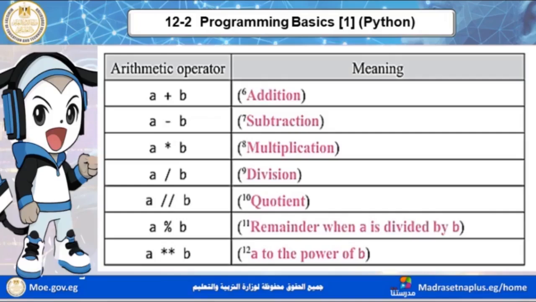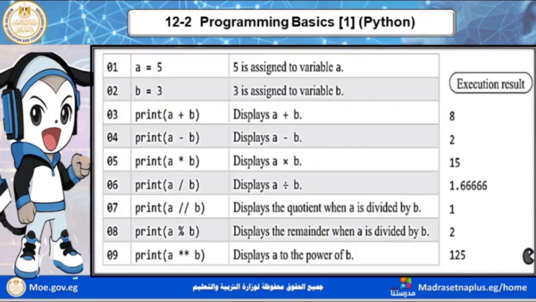Let's have examples. When we say A = 5, 5 is assigned to variable A. When we say B = 3, it means that 3 is assigned to the variable B. And we want to print the result of adding the value in variable A to the value in variable B. So we write print, and between the parentheses A + B. Here we assign 5 to A and 3 to B, so the result will be 8. 5 plus 3 is equal to 8.